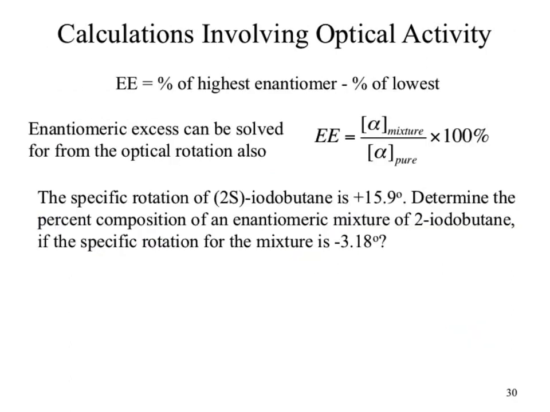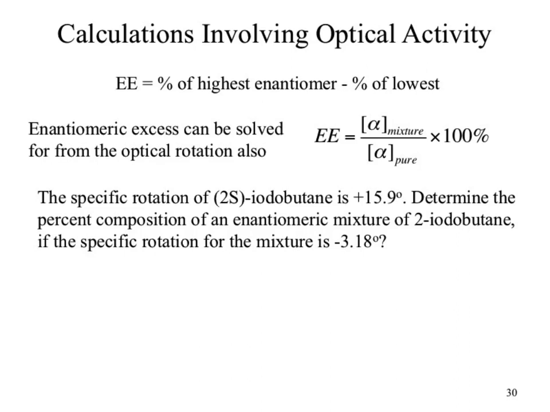Okay. So let's take a look at what we got here. Bunch of formulas, so you can already start to panic a little bit, unless you really like Gen Chem. The specific rotation of 2S-iodobutane is plus 15.9 degrees. Determine the percent composition of an enantiomeric mixture of 2-iodobutane if the specific rotation for the mixture is negative 3.18 degrees. So what kind of information could we needle out of this without having to do any work?